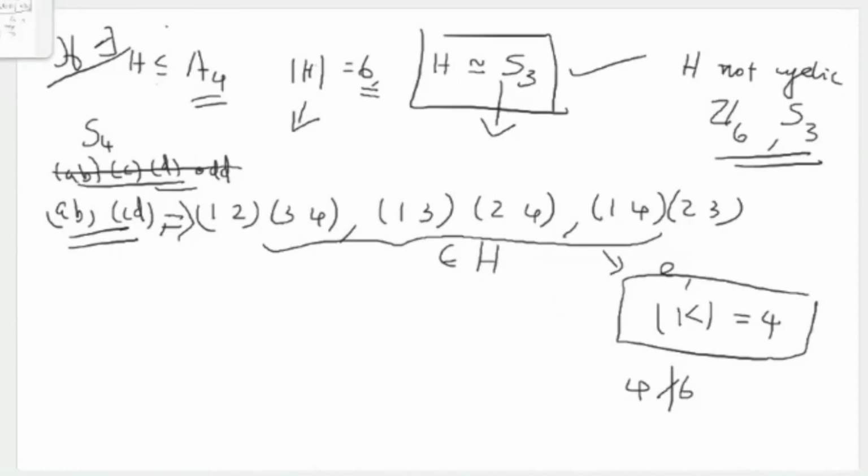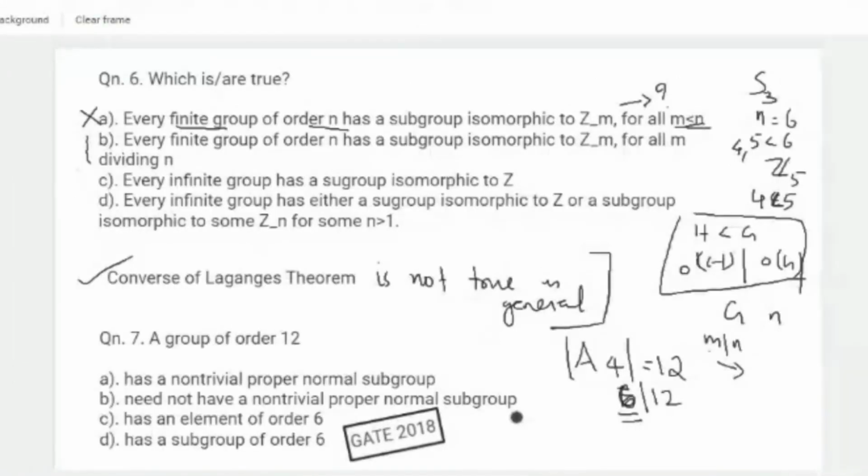Yes, ma'am. Okay, so let's go to the question again. Lagrange's theorem, the converse, is not true in general. So the statement that every finite group of order n has a subgroup isomorphic to Zm for all m dividing n is false; there may not exist a subgroup of that order m. That we have proved. For example, you can take A4 and the divisor m as 6. So this counterexample will prove this is not true.